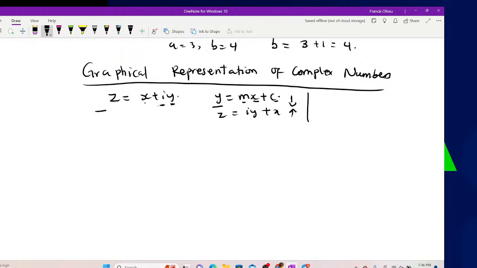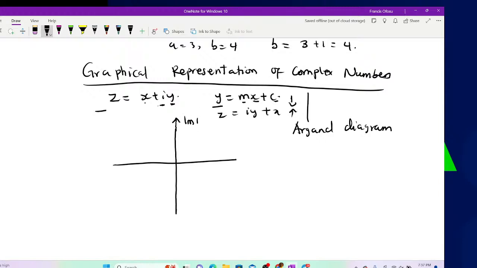For that reason, generally, complex numbers can be represented on a plane, which we call the complex plane, but it has a name called the Argand diagram. On the y-axis, we have what we call the imaginary, that is i. On the x-axis, we have the real parts of the complex numbers. This is the negative imaginary, and this is the what? Negative real parts. Is that not it? So every complex number can be represented graphically on the Argand diagram.